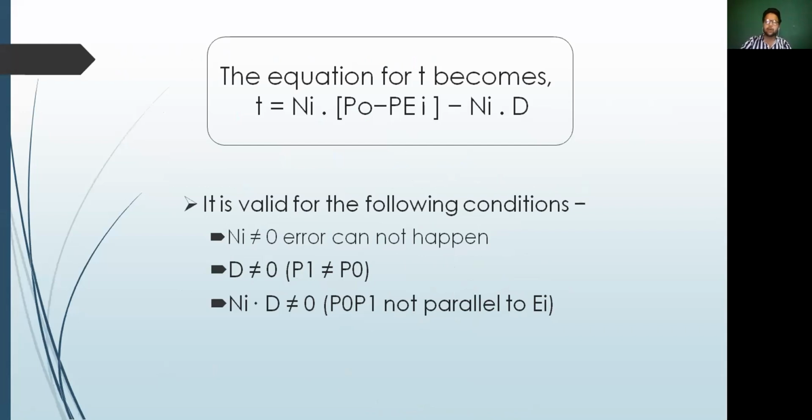In case number 2, D should not be equal to 0, which means that Pi is not equal to P0. If it happens, it will make a point, not a line. But we need a line here, not a point. In case number 3, Ni dot D is not equal to 0, meaning P0Pi is not parallel to the edge. If it is, the line will be outside or inside the boundary, and then there is no question of clipping.